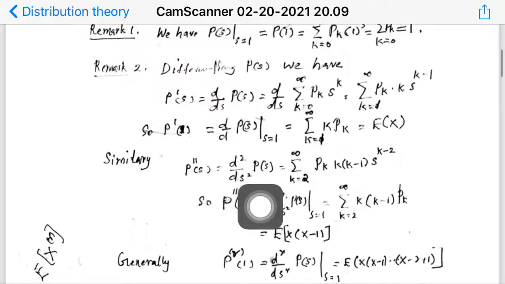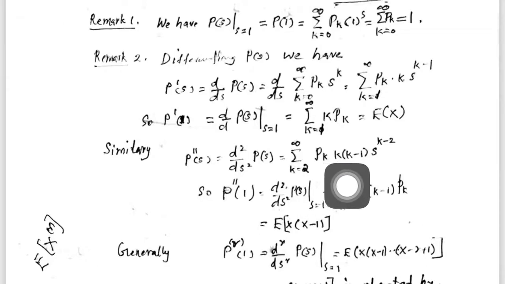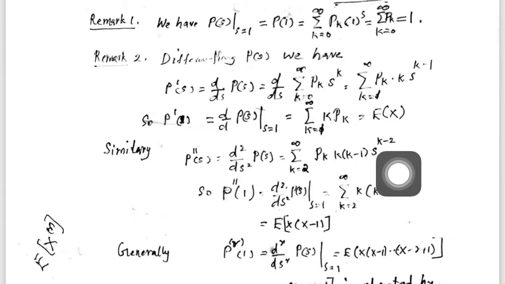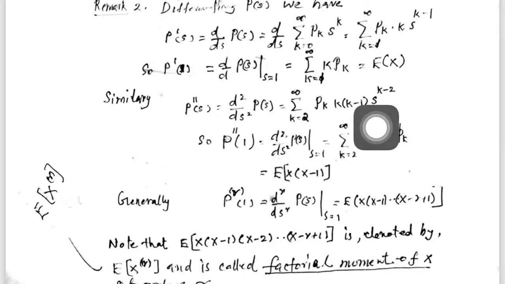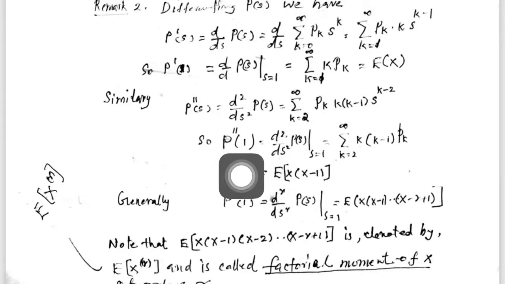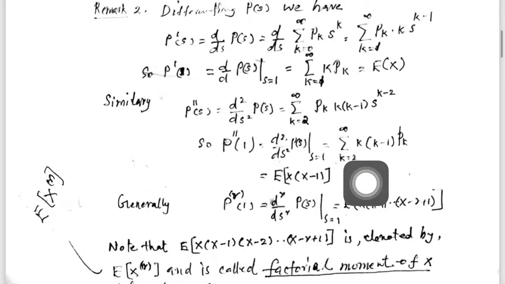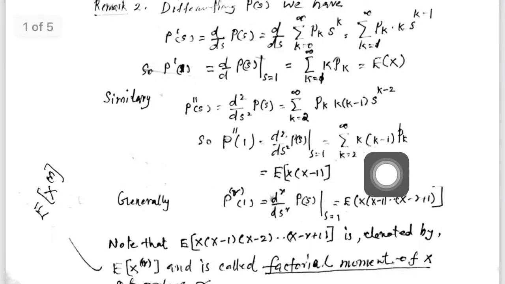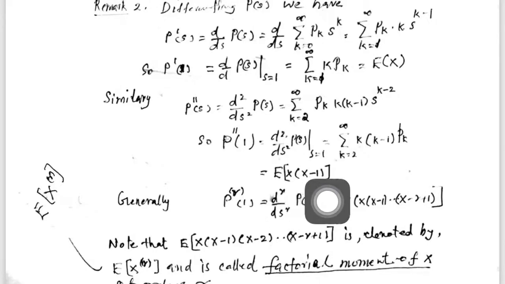This second derivative is equal to the summation k is equal to 2 to infinity p_k into k into k minus 1 into s to the power of k minus 2. That is, we differentiate the first derivative again. When you evaluate at s is equal to 1, you get P double prime 1, that is d2 by ds2 of P of s at s equal to 1. It is equal to sigma k equal to 2 to infinity k into k minus 1 into p_k, or simply k is equal to 0 to infinity k into k minus 1 into p_k. Both have no difference, and by definition it is equal to expectation of x into x minus 1.